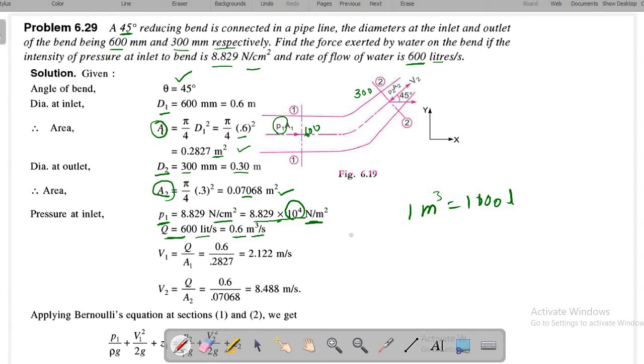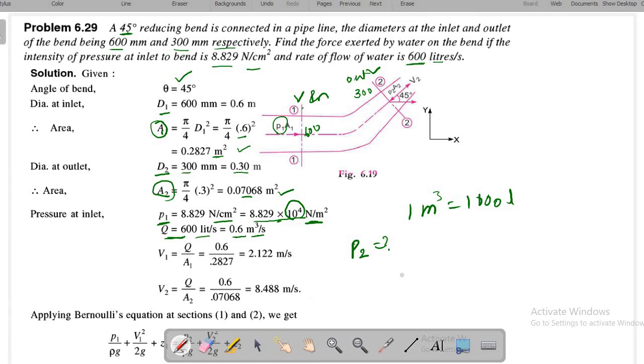Actually we need to know P2. P2 is to be calculated, but finding P2 is not simple, as the given data seems unrelated to calculating P2. So what I do is apply Bernoulli's equation. I will mark two sections, 1 and 2. This is the inlet, this is the outlet, and I will apply Bernoulli's equation.